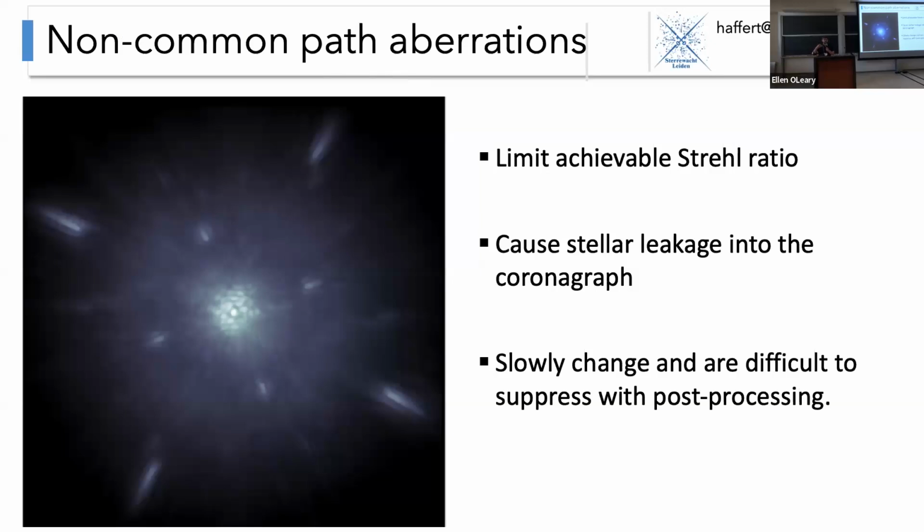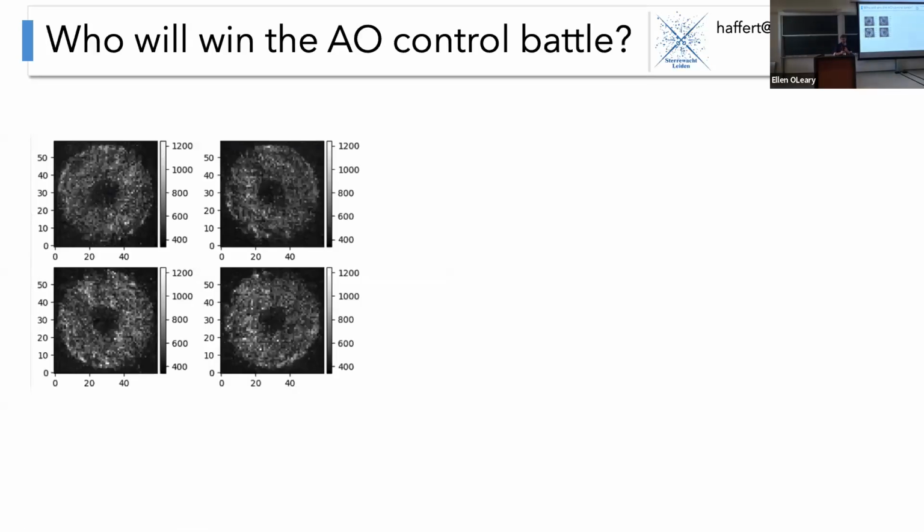Because if something changes maybe 2 or 3 times across your observation sequence, then the best that you can do is to average it out by a square root of 2 or square root of 3. So it's actually very difficult to suppress them if they slowly change. It's extremely annoying. But like I said before, active wavefront control is the thing that saves us.